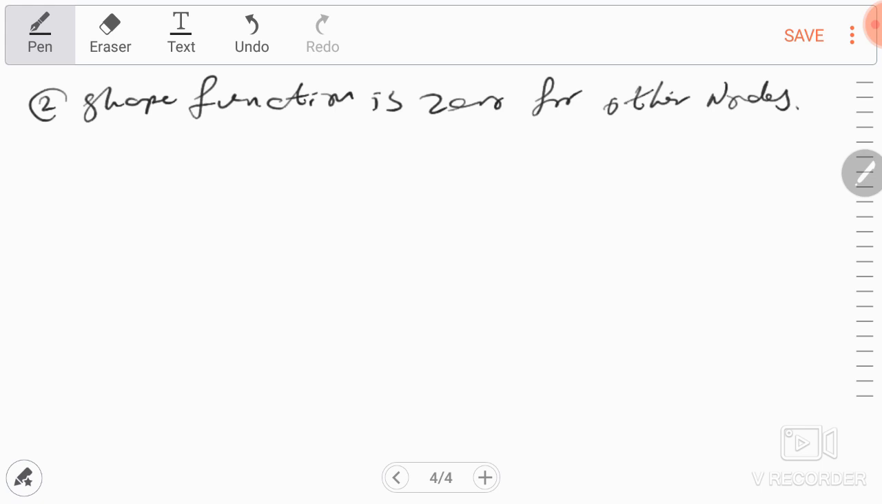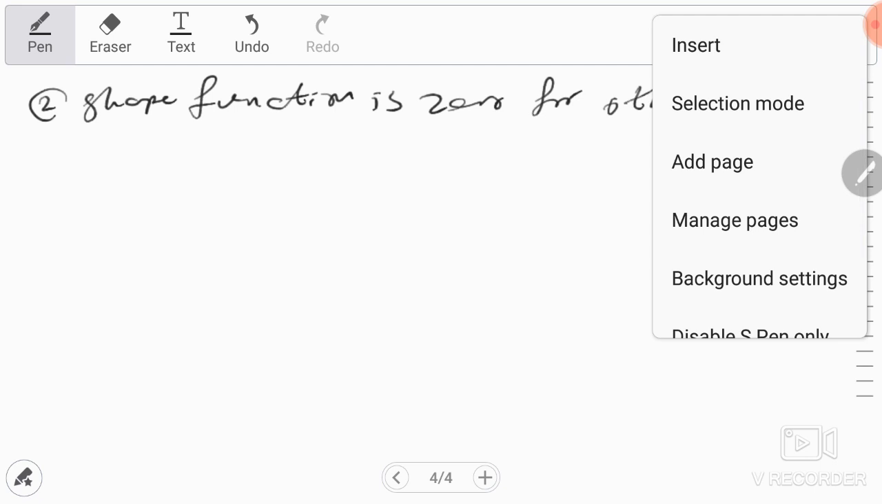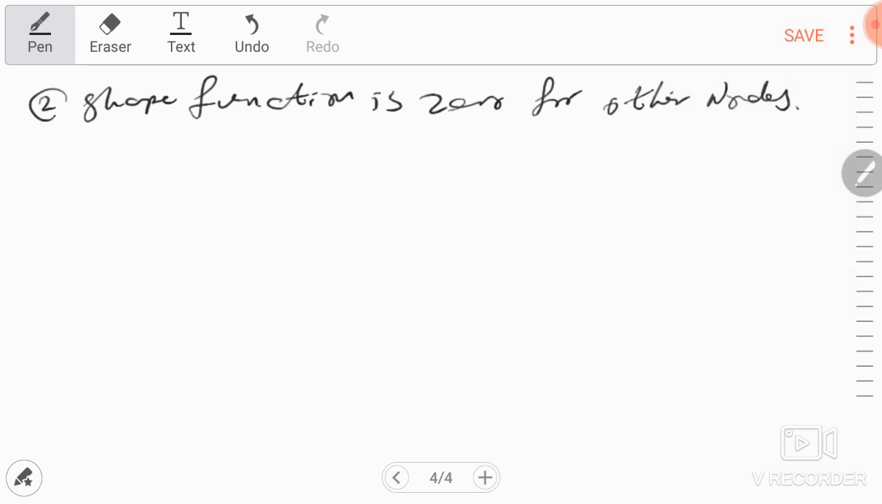So here, node number 1, x equal 0, and n2 here, because actually it is the opposite.